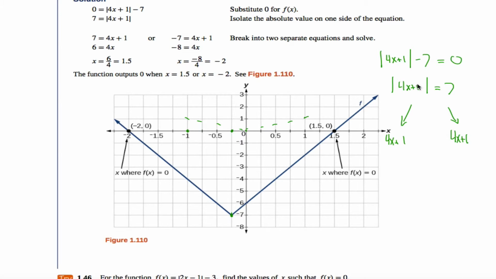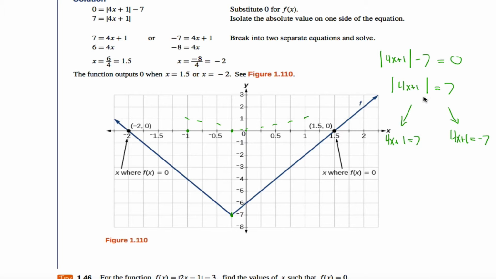Either this thing equals 7, because then when I take the absolute value, I get exactly 7. Or perhaps this thing inside the absolute value symbols equals negative 7. Because if this equals negative 7, the absolute value of negative 7 would be 7. So you're not so much taking this equation and doing anything to it. You're thinking about this equation and specifically what must be inside the absolute value symbols to make this thing true.